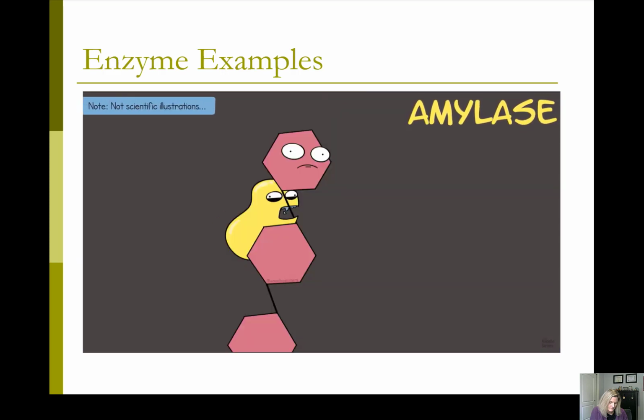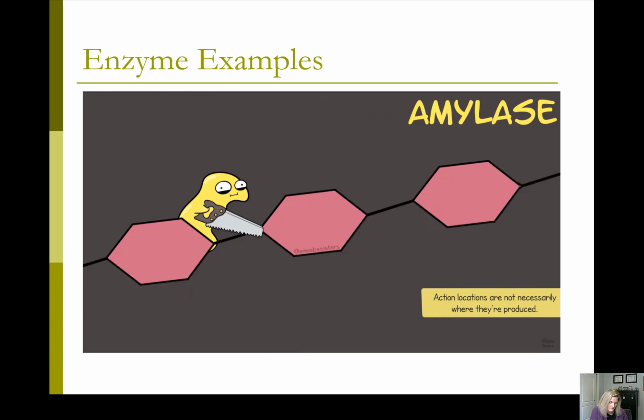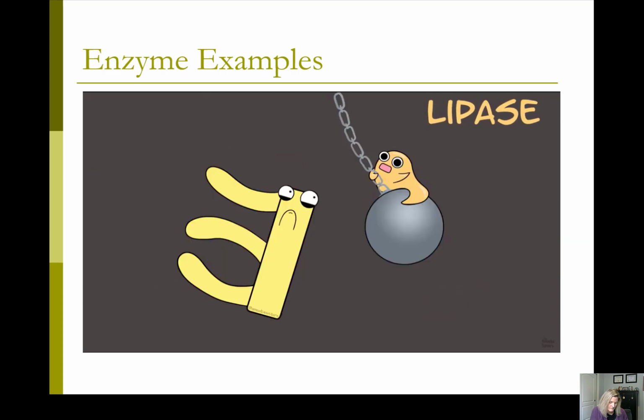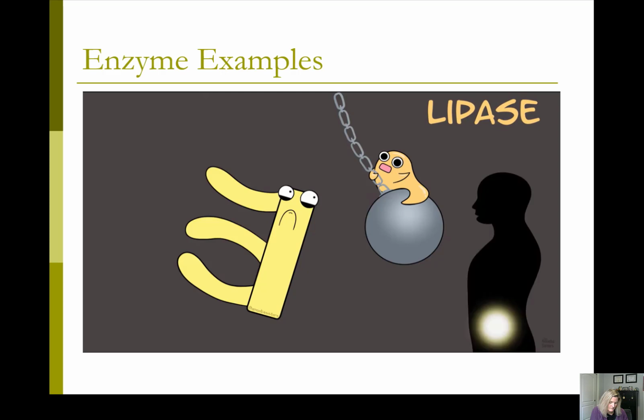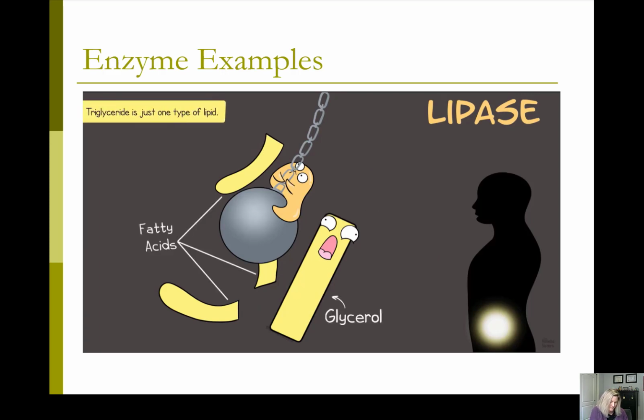Amylase is an example of an enzyme that breaks down carbohydrates, and one action location is in the mouth. Amylase can break the glycosidic linkages in starch, which is a large carbohydrate, into smaller carbohydrates. Lipase is an example of an enzyme that breaks down lipids, and one action location is in the small intestine. Lipase can break the ester bonds found in triglycerides, which are a type of lipid, into their building blocks: fatty acids and glycerol.